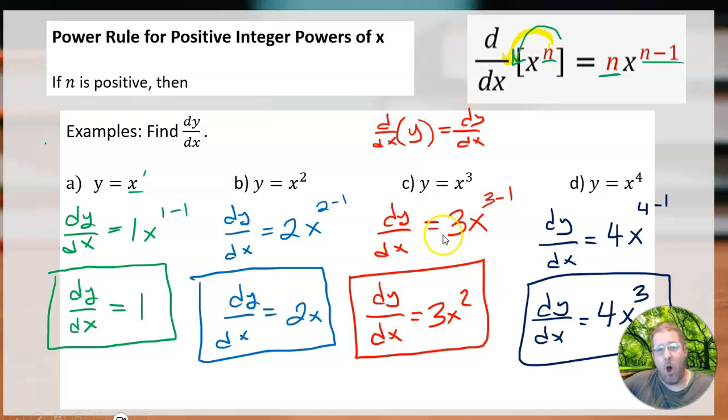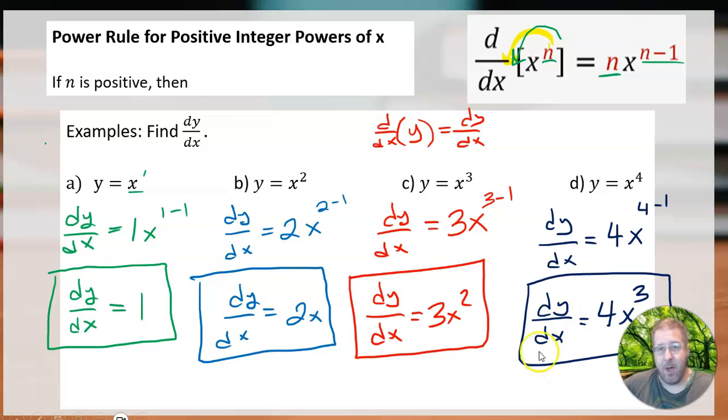Now, I won't always do this step, and matter of fact, after a day or two of this, I don't ever do it. I just go straight from this question straight to this answer. Once you do this thousands of times over the course of the entire year, you're going to get very quick with it, and you're going to go straight from here to here. Bring the 4 down to the front, drop that power by 1, and then you get 3. So it's 4x to the third.